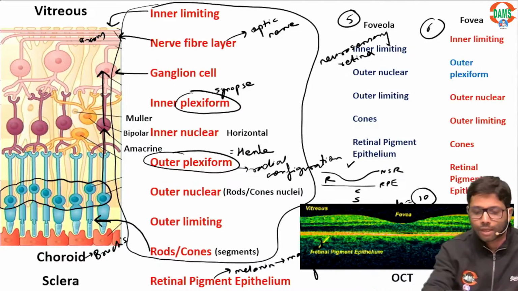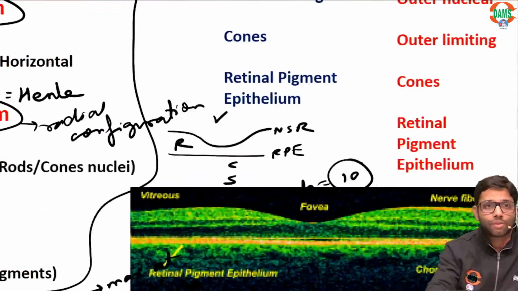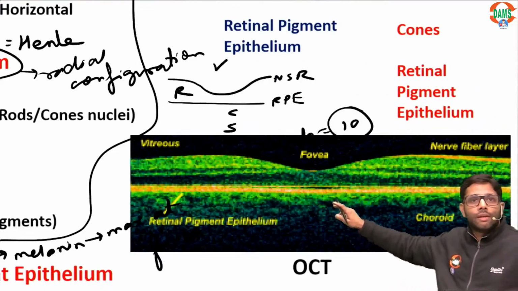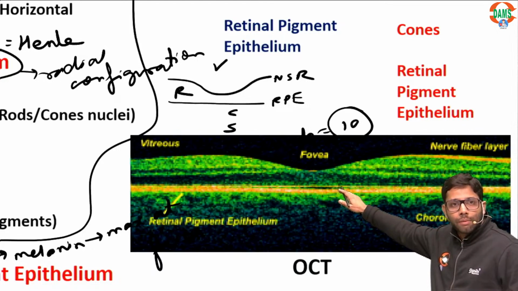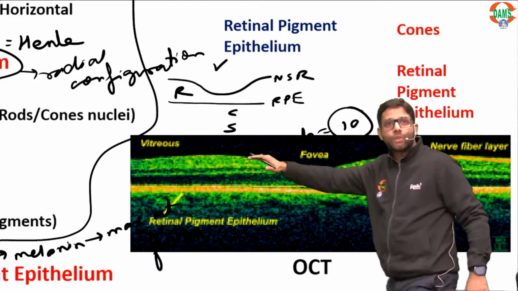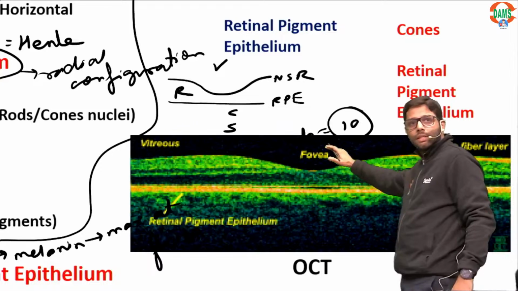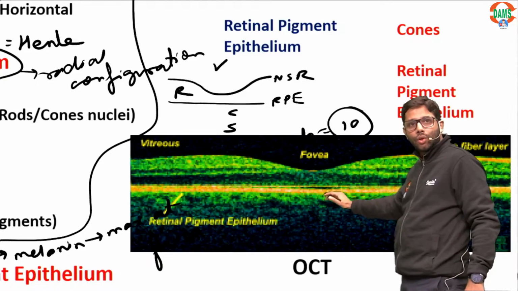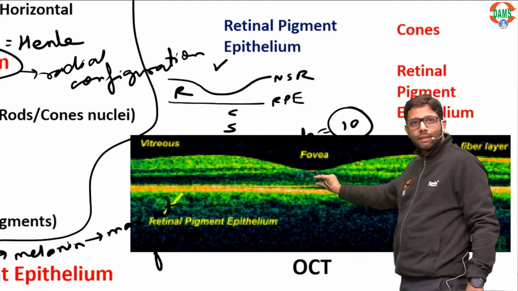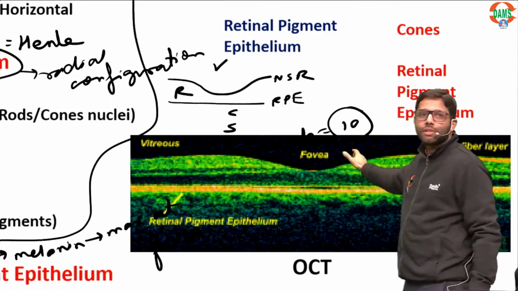Again, I'll zoom and show you, because the clinical implication will come later on. See very carefully. This red line is the retinal pigment epithelium. This is the neurosensory retina. There is a curvature like this. This black is the vitreous, then retina, choroid, sclera. The fovea has fewer layers. That's why there is a curvature in the normal retina like this.